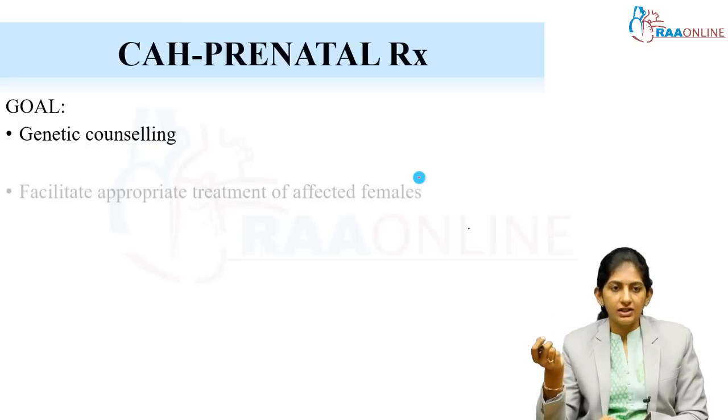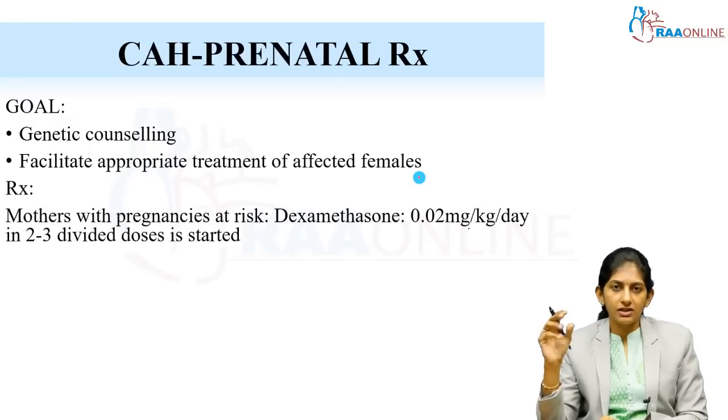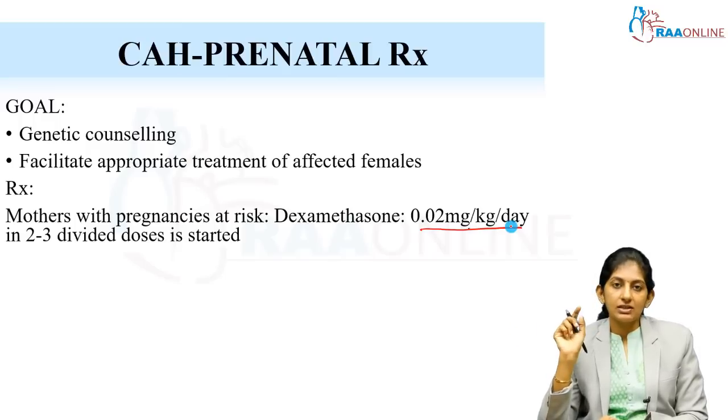For prenatal treatment, our goal is to prevent virilization if it is a female fetus. You do the genetic counseling, and treat if the CVS or amniocentesis report shows that the CYP21 gene is abnormal. We start the mother on dexamethasone 0.02 mg per kg per day, right during her pregnancy, and it has to be continued. If the gender comes as male, we can stop. If the fetus is female, this has to be continued till birth.